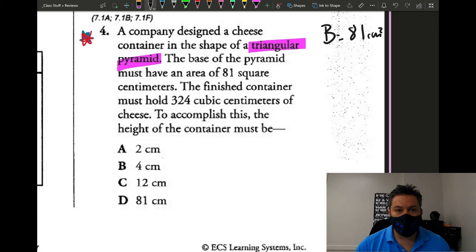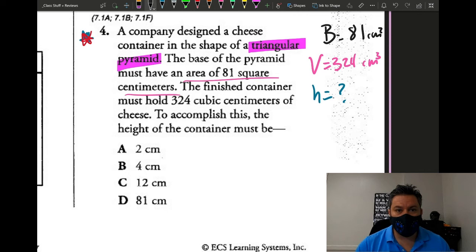So we don't need to find the area of the base because it's given to us. And whenever you see problems like this, whenever they give you the area of the base, say thank you, because you don't have to find it. It says the base is 81 square centimeters. We found that. Well, they gave it to us. The finished container must hold a volume of 324 centimeters cubed. To accomplish this, I'm looking for how tall that container needs to be. So what I'm looking for is going to be the h.